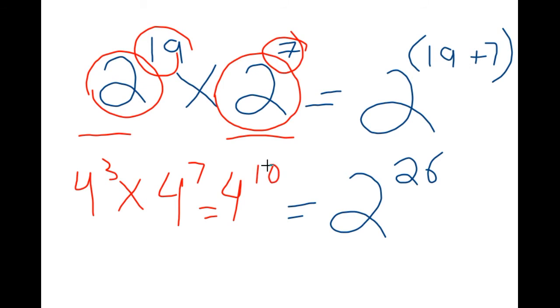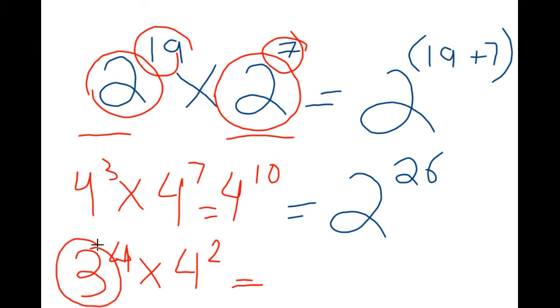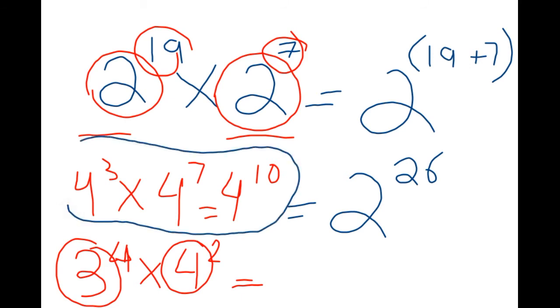But you can use that with different bases, like 3 to the power of 4 times 4 to the power of 2. Here you cannot use this method because the bases are not the same in this case. The base here is 3 and the base here is 4. So here this method is working because the base here is 4 and the base here is also 4.